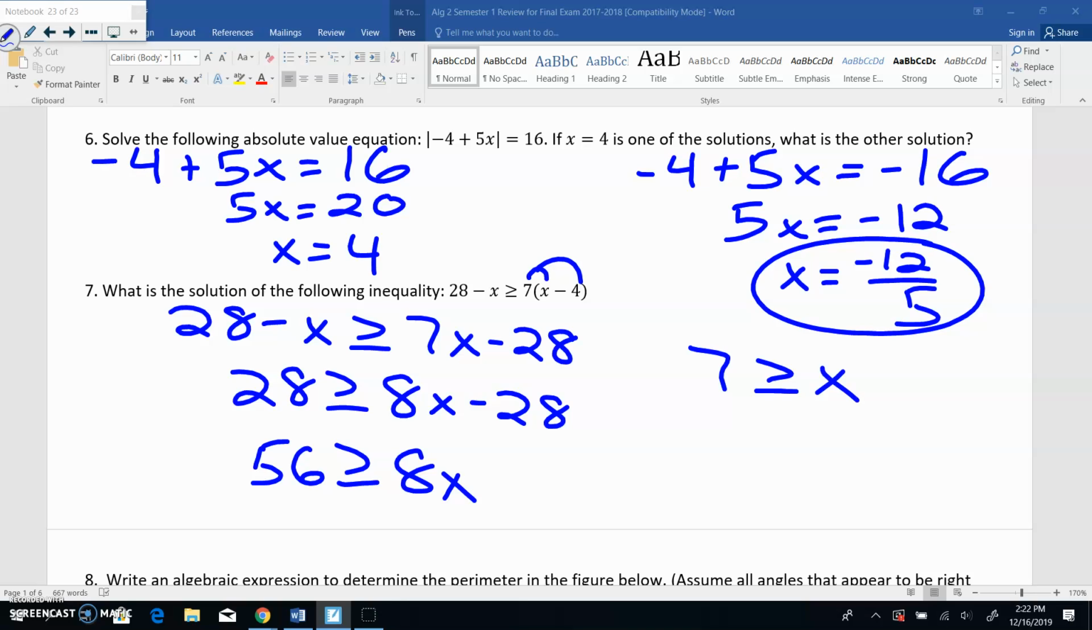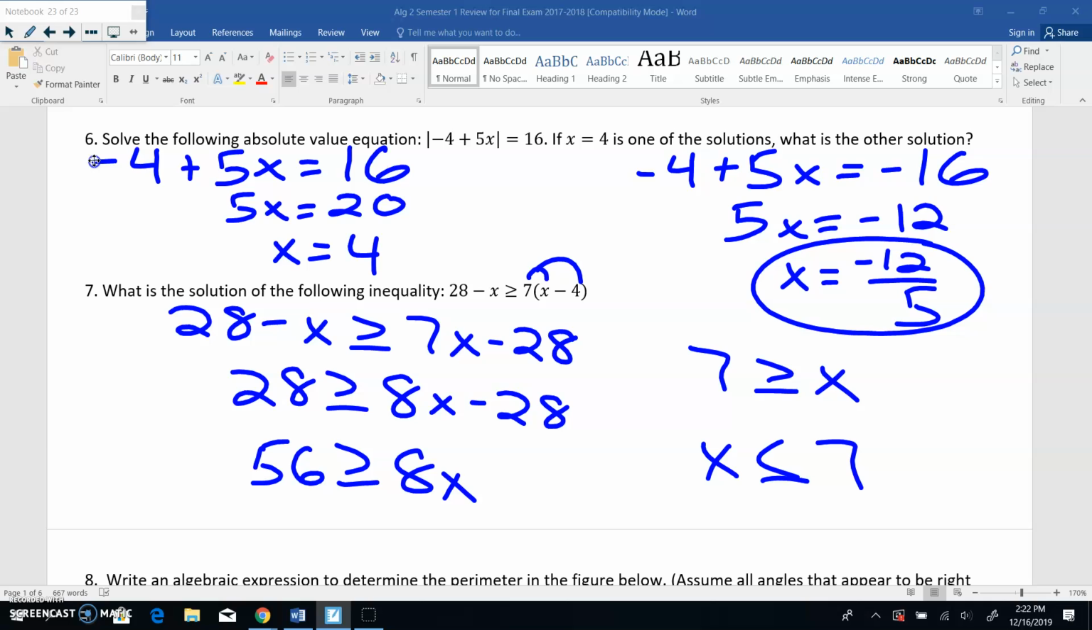Now, I will tell you this, on the test, I believe all the answers are written with the variable first, meaning that x has to come first. So what I'm going to do is I'm going to flip this whole thing over. So what the answer will look like is x is less than or equal to 7. Okay, so it's just flipping it over. No big deal. Okay, number 8.